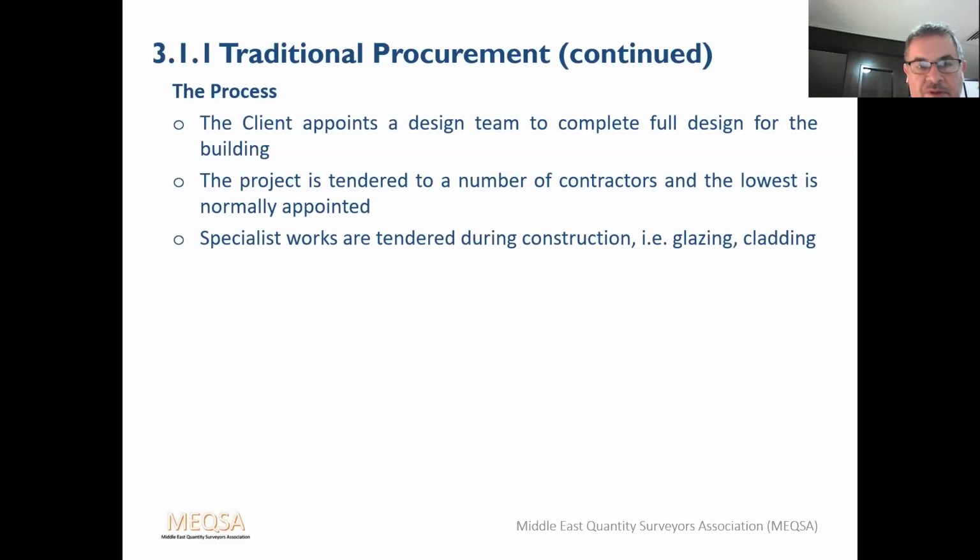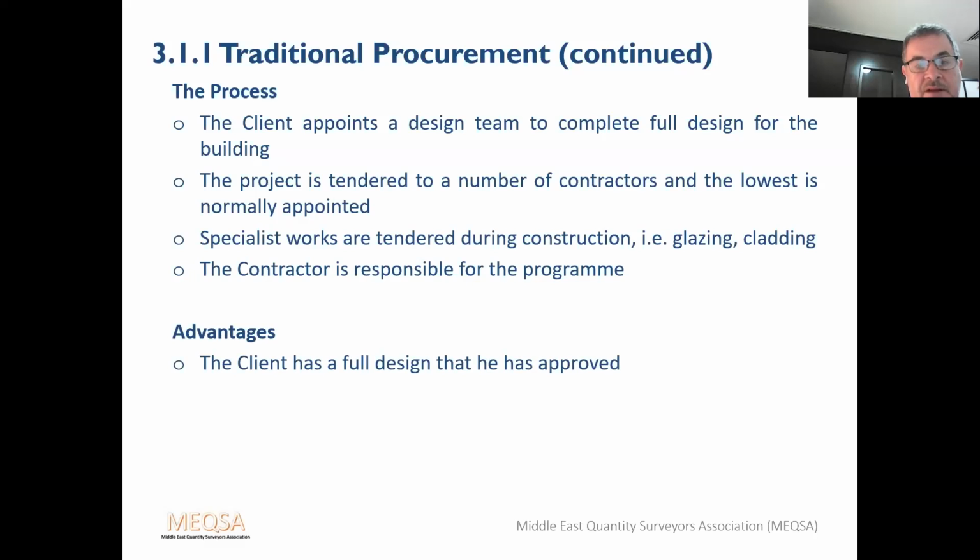Not always, normally. Specialist works are tendered during construction, i.e. in glazing or cladding, and that can be done by a nominated subcontractor. The contractor is responsible for the programme. The advantages of traditional procurement are as follows. The client has full design that he has already approved.